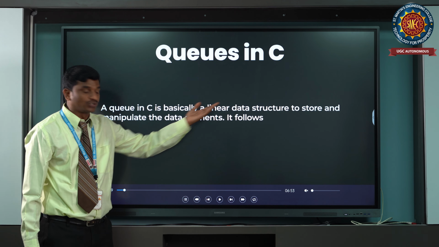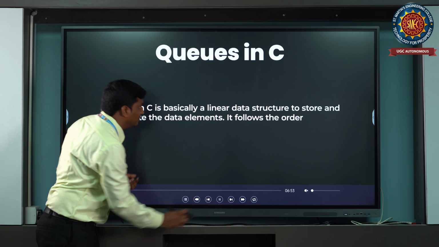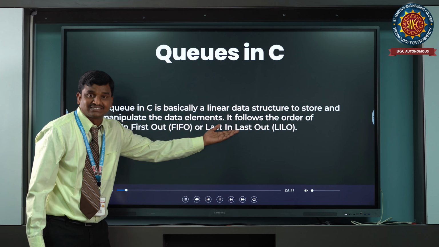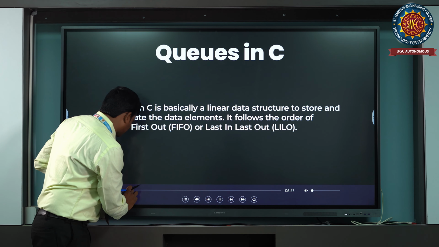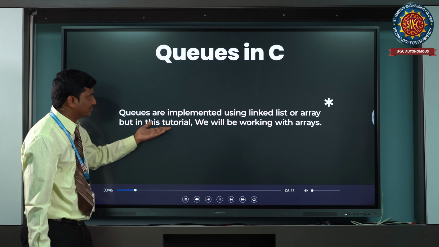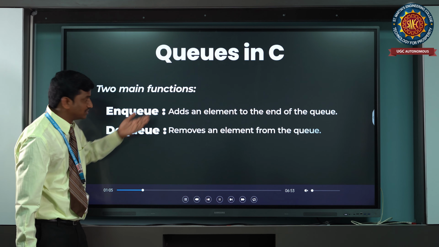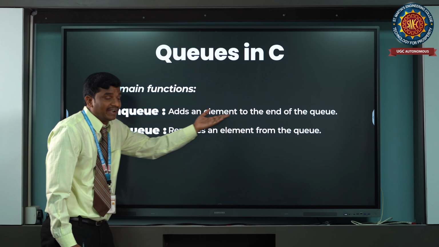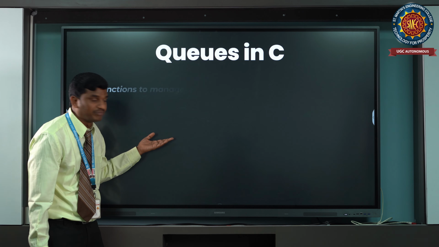linear data structure that stores and manipulates the elements in the data flow in order of the first in, first out principle, or else the last in, last out principle. Here we can see that queues are implemented using linked lists or arrays. We will be going with arrays. Next, two main functions. What are the two main functions? Enqueue and dequeue. Enqueue stands for adding elements to the queue. Dequeue stands for deleting elements from the queue.